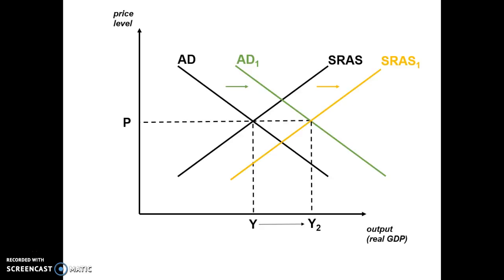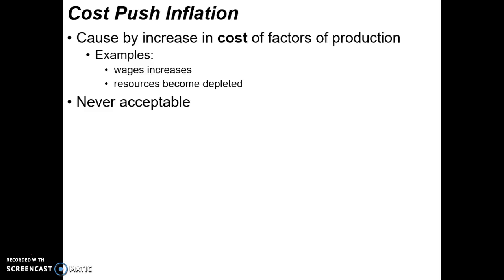And again, you have to look at those previous presentations to really thoroughly understand those solutions to demand pull inflation. Cost push inflation is caused by an increase in the cost of factors of production, thus the name cost push. So as an example, if wages go up or resources become depleted, then the ability of firms to produce will decrease over time, and it's never acceptable because it comes with a decrease in output.